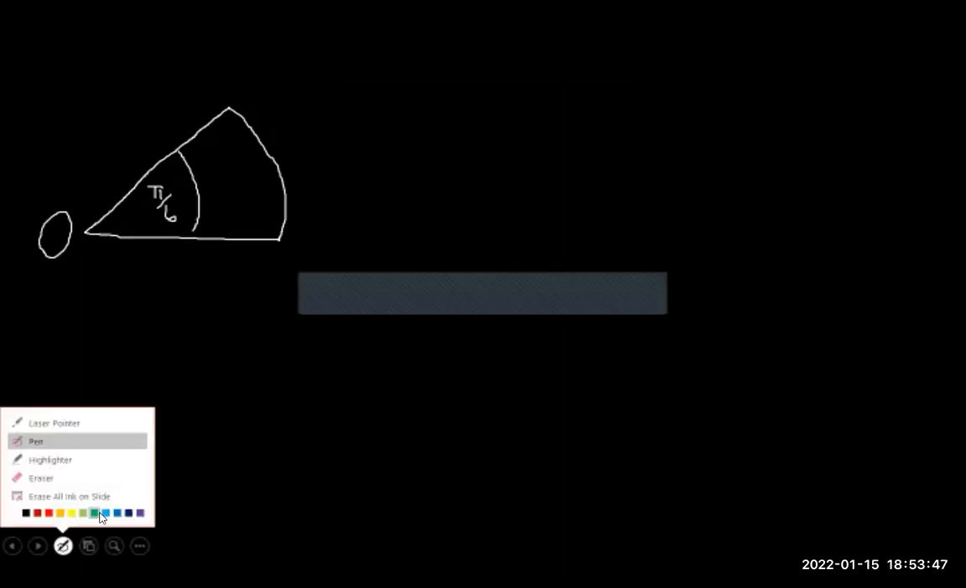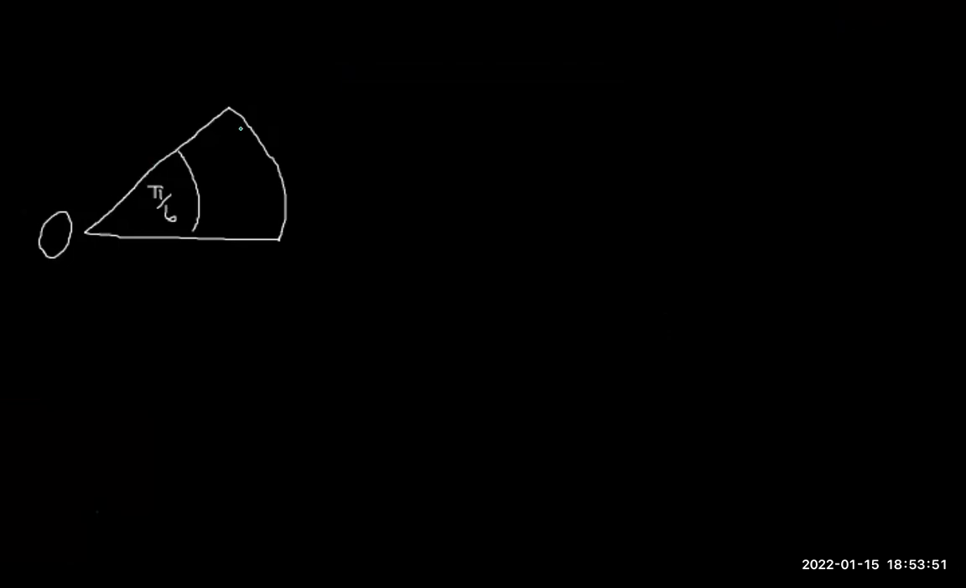So what do they want me to find? They want me to find the area. This is a sector, right? We know how to find the area of a sector. Can anybody tell me what's the formula? This angle is in radians. So what's the formula to find the area of the sector? Half r squared theta. Okay, good job.